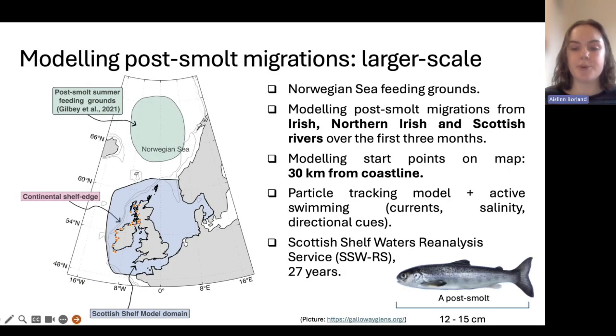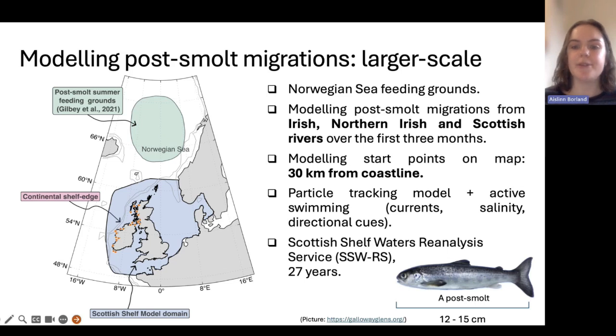So salmon are known as post-smolts during the first year at sea, and post-smolts from around this region will migrate towards feeding grounds in the Norwegian Sea. So here we have modelled migrations from a group of rivers in Ireland, Northern Ireland and Scotland, orange dots on the map there. And modelling is over the first 3 months at sea. One thing that it's important to note that I'm going to come back to is that these orange dots are actually 30 kilometres away from the coastline. The reason being that we will actually need a slightly different model to simulate the initial small-scale migration.